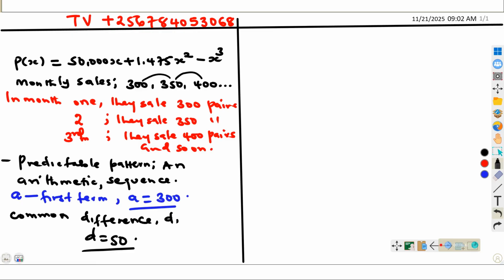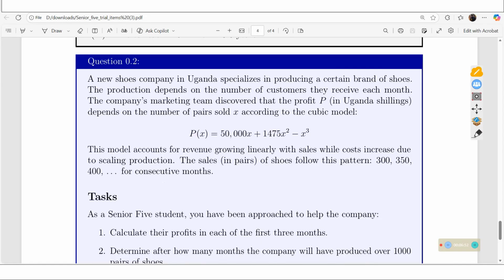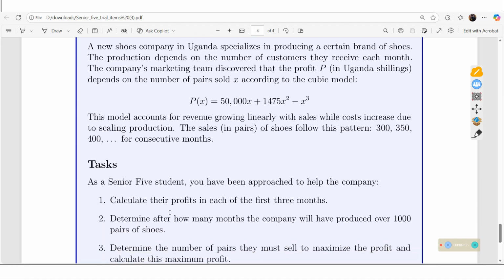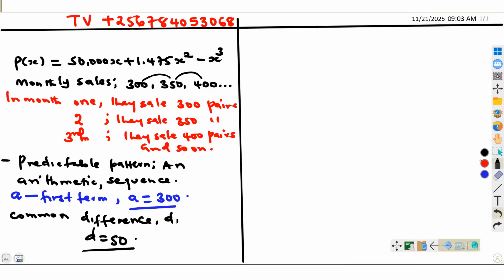So having understood what the information that is given means, let us look at what we basically need to find. One, we need to help this company calculate their profits in each of the first 3 months. So looking at this, let us see how best we can calculate. Part 1, we shall be calculating the profits for the first 3 months.